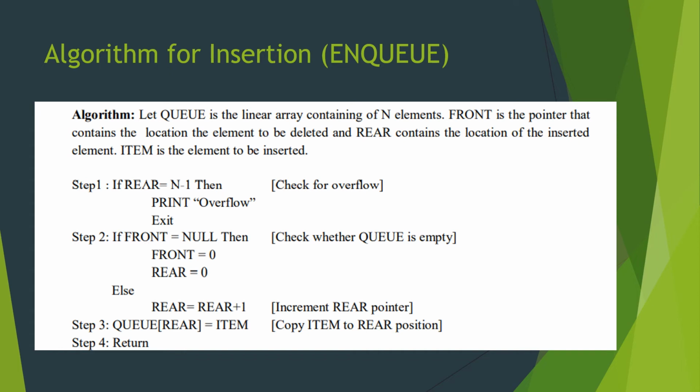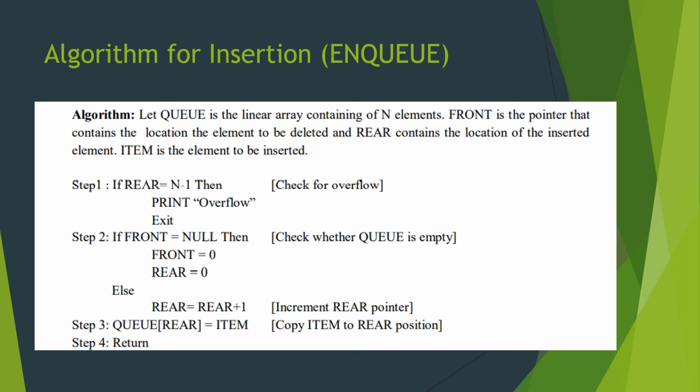Step 1: if the rear is equal to n minus 1, and this condition becomes true, the queue is an overflow. Here we have to check whether the queue is overflow or not. So if the rear equals n minus 1, this condition is checked. If it is true, the queue is an overflow. If it is false, go to the next step.